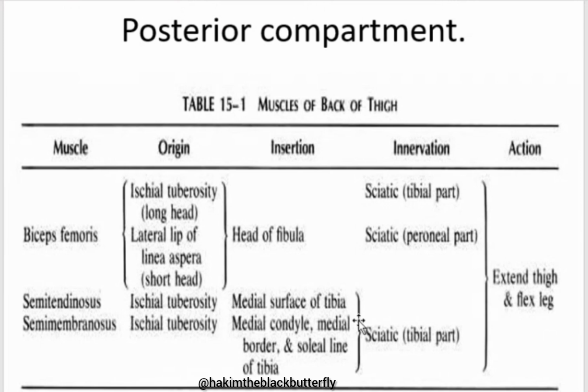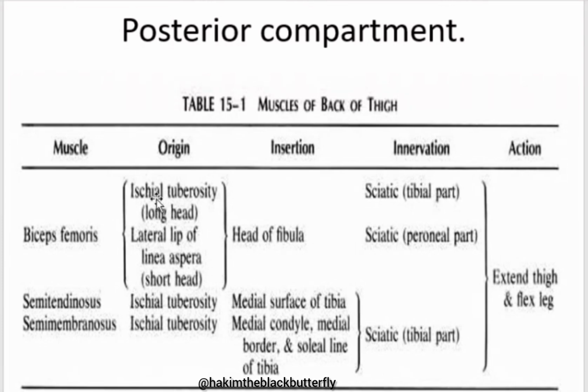So the posterior compartment has three muscles: biceps femoris, semitendinosus, and semimembranosus. Why do they call this muscle semitendinosus? Because part of it is formed by a membrane. Why do they call this muscle biceps? Because it has two heads, the long head and the short head.